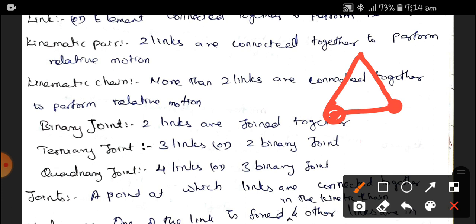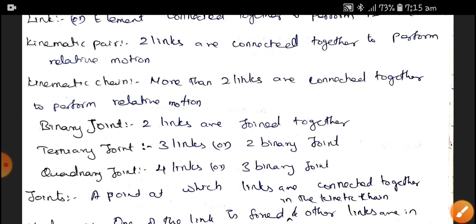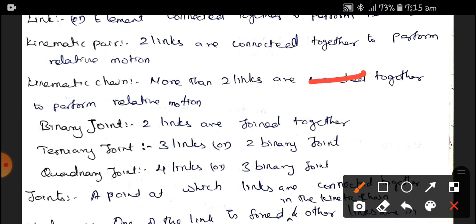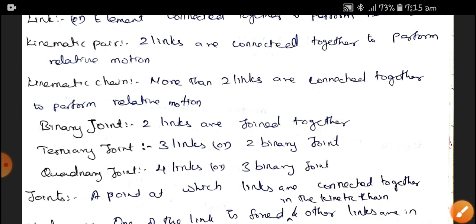So three links connected by means of two binary joints is called a ternary link. And next one is the quaternary link. In a quaternary link, four links are connected by means of three binary joints. So we know that one binary joint has two links. Therefore, four links are connected by means of joints, which is called a quaternary joint. A quaternary joint has three binary joints and a ternary joint has two binary joints. Okay, please make a note of this.